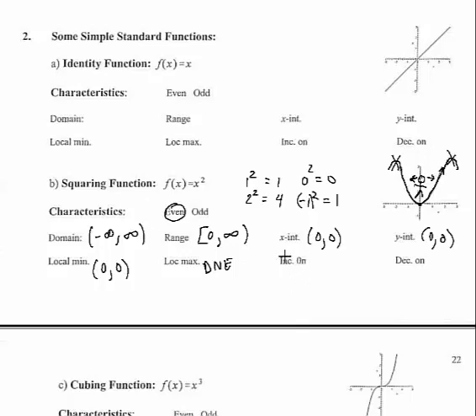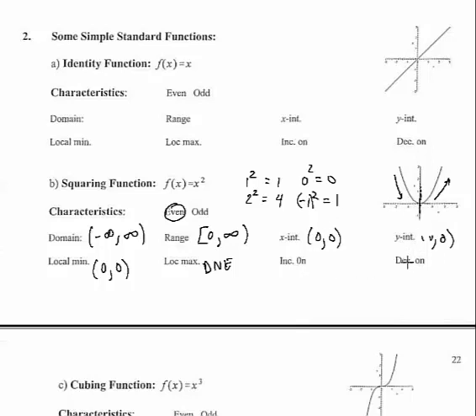Increasing intervals, and with increasing and decreasing, we want to make sure that we orient ourselves in the sense that we go from left to right on the x-axis, from negative to positive. So going from left to right, if we start over here on the left, then y is decreasing until we get to our local minimum. Once we've passed through our local minimum, y begins to increase.